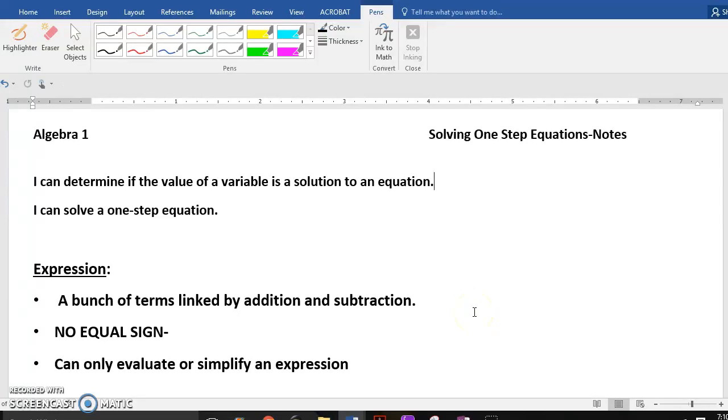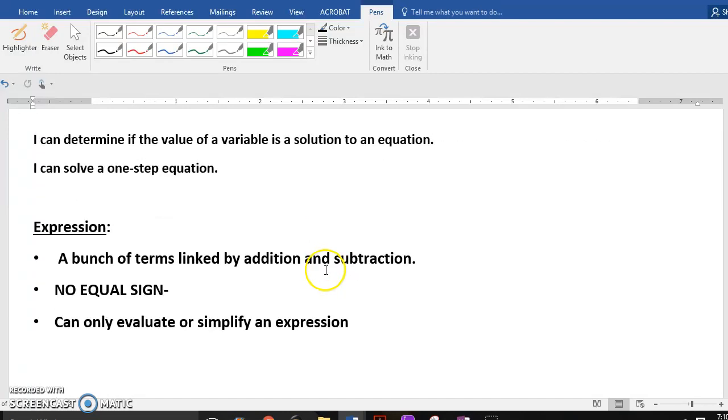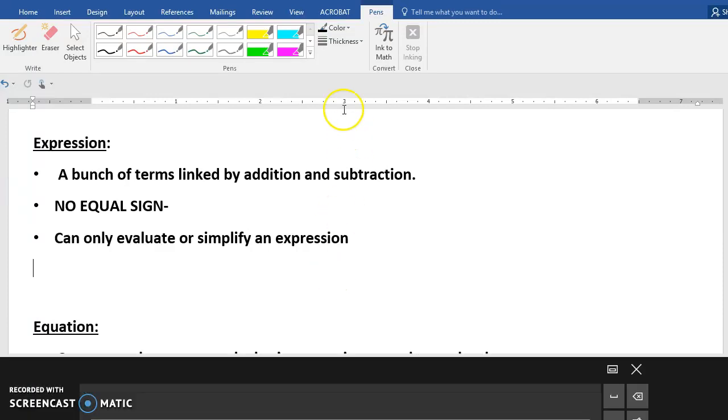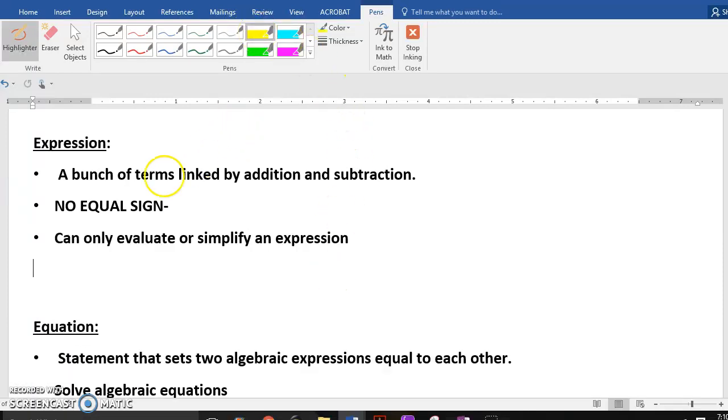So today we move on from simplifying expressions to solving equations, where simplifying expressions is very important for solving equations as we get more difficult. So a couple of things we want to talk about first. The difference between an expression and an equation. Anytime we talk about an expression, we're talking about a bunch of terms linked by addition and subtraction. The key here, what you've been doing the past couple of days, is simplifying algebraic expressions with no equal sign.